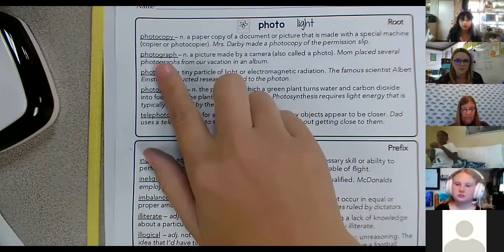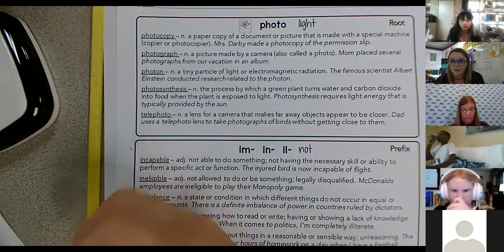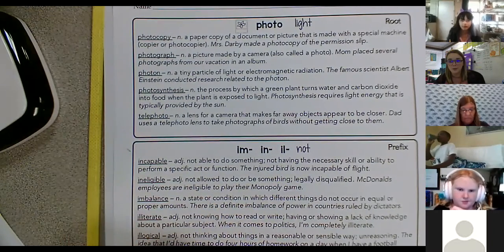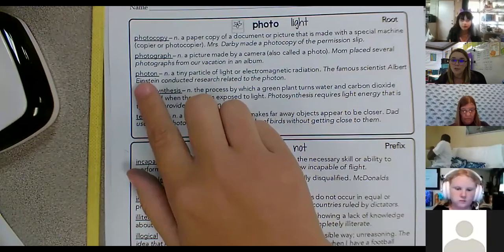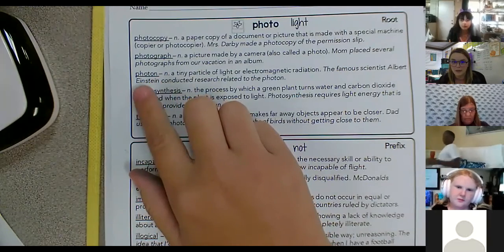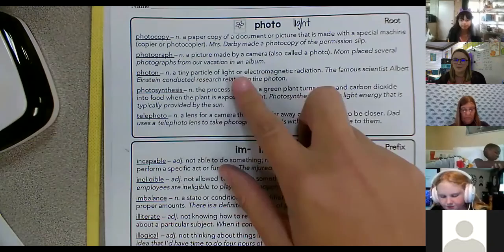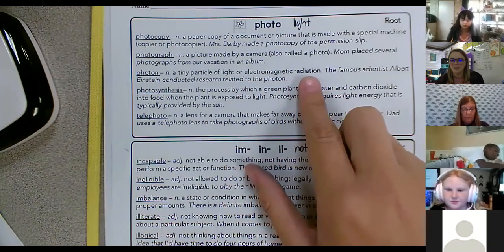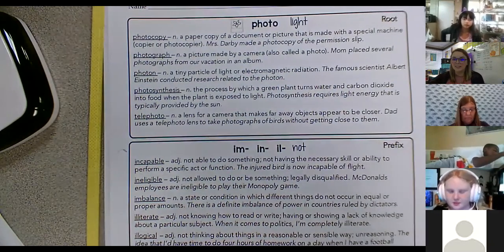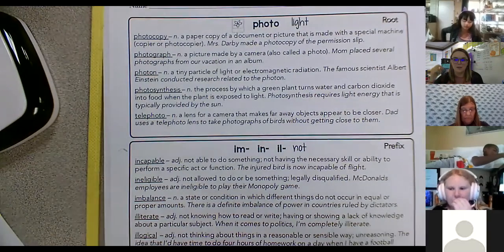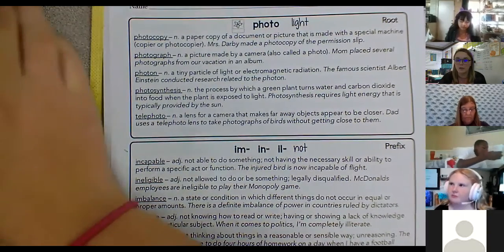Our second word is photograph, so a picture that's made by a camera. It's also called a photo. So when you take a picture with your phone or with a camera, it's a photograph. Photon, we're going to get kind of sciencey here. Photon is a tiny particle of light or electromagnetic radiation. So scientists discovered that light is made up of little tiny particles called photons.